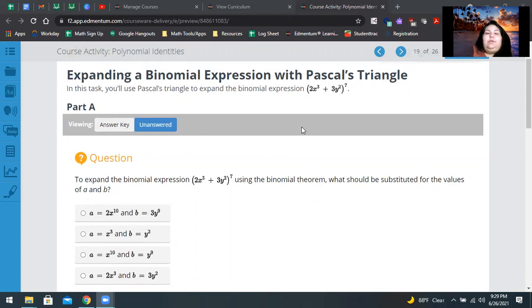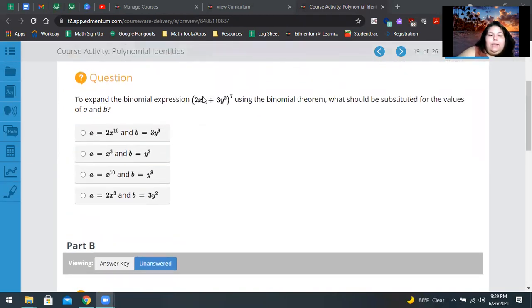So the first thing we need to do is determine our a value and our b value. This is very different from when we're finding a and b for the sum of cubes. Here, we're just picking it straight from there. Whatever your first term inside your parentheses is, that is your a. Whatever your second term is, that is your b.